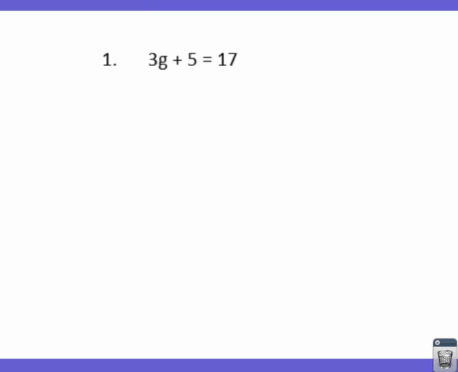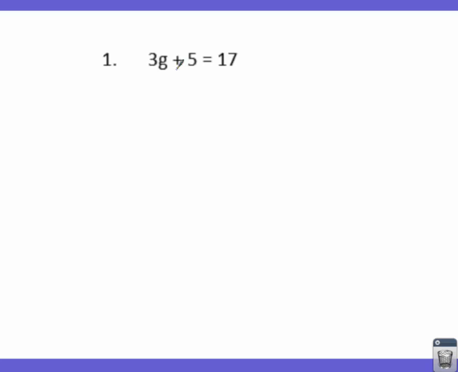Okay, so this was our first question on the assignment. We've got 3g plus 5 equals 17. Well, what we need to remember, our ultimate goal is to get this variable by itself. So in order to do that, I first have to get rid of the plus 5, and then I need to get rid of the multiply by 3. Okay, so that's what I'm looking for.